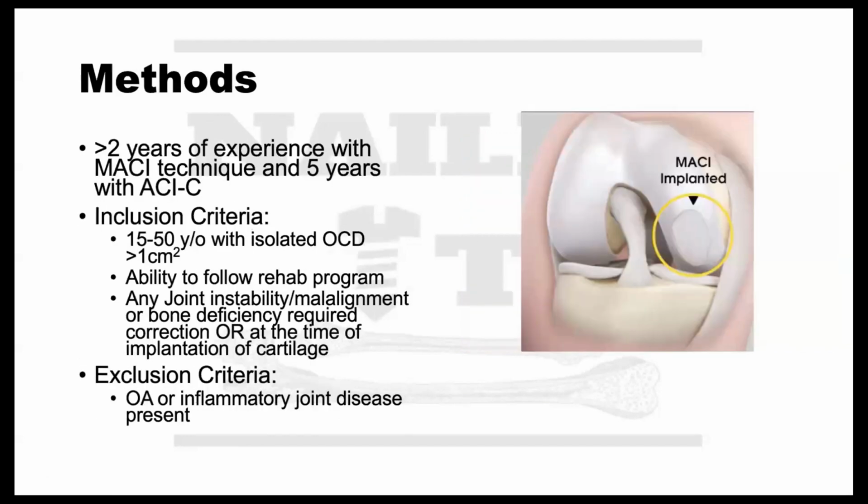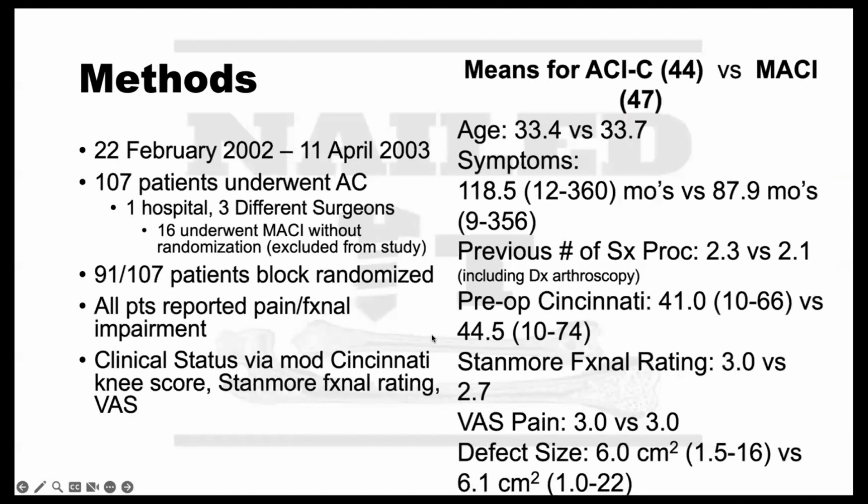In these methods, they included patients that were 15 years old to 50 years old, and they had an isolated OCD lesion that was at least 1 centimeter square in size. The patients had to be able to follow rehab programs, and they included anyone with joint instability or malalignment or bone deficiency as long as it was corrected prior or at the time of implantation. They excluded anyone with OA or inflammatory joint disease. And so they selected patients from 2002 up to 2003.